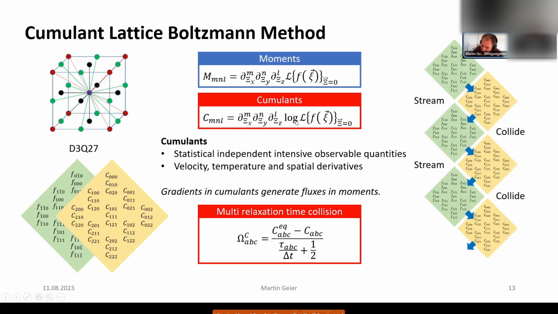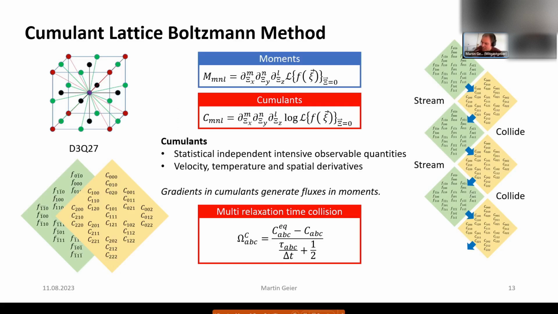And this logarithm is here to make these quantities that come out statistically independent of each other. And this is pretty interesting because what comes out of this is a very strange mathematical concept, but you all know cumulants, because differences in cumulants are the things that make things happen. Yeah, cumulants are just velocity and temperature.